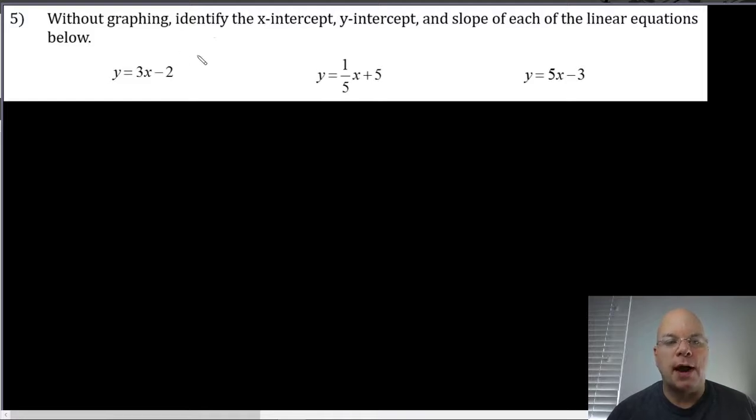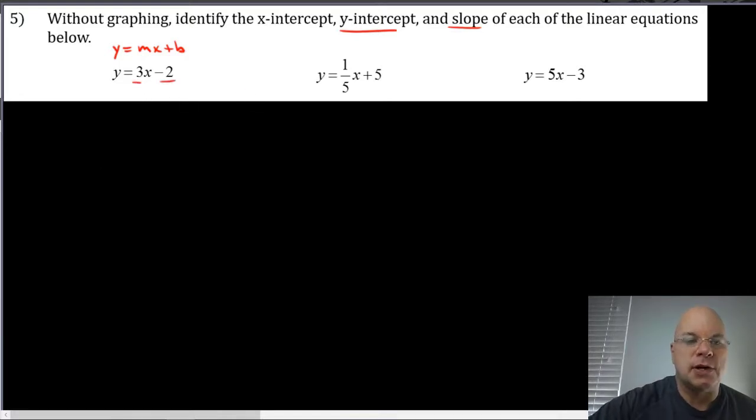Problem 5 says, without graphing, identify the x-intercept, y-intercept, and slope of each of the linear equations below. The y-intercept and the slope are trivial to identify because these equations have been given to you in slope-intercept form, which is y equals mx plus b. And so you can just identify m, you can identify b. That part's easy. The x-intercept takes a little bit more work. We'll look at that in just a second.